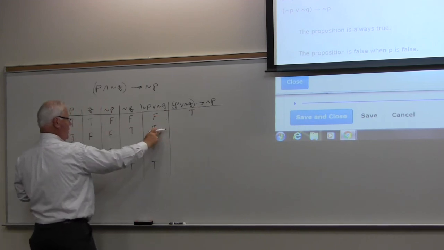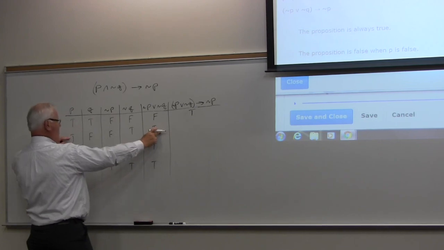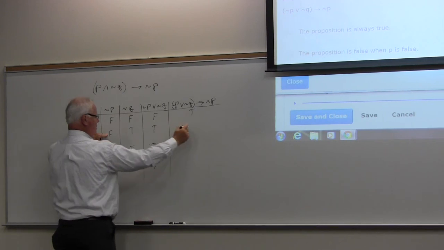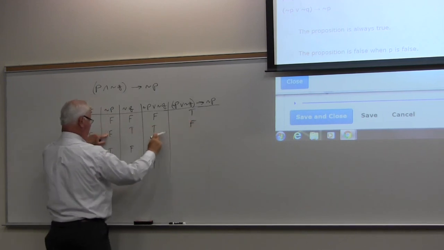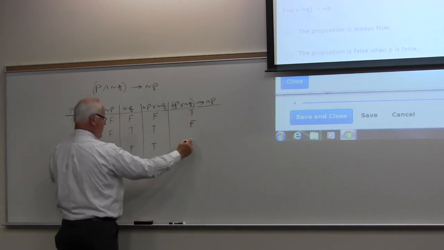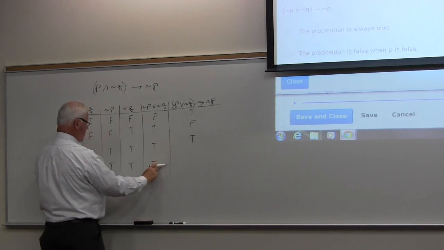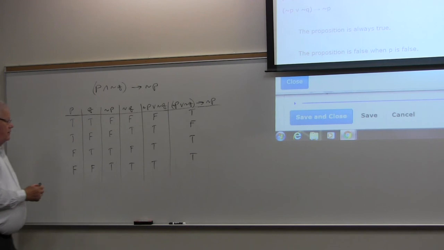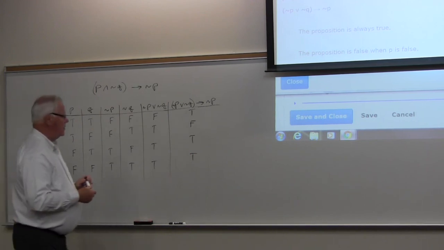It's true here and true, not P. It's true here and false here, so that's a false. It's true here and true here, that's a true. It's true here and true here, so that's a true. Okay. Interesting. It's false in the second row again.